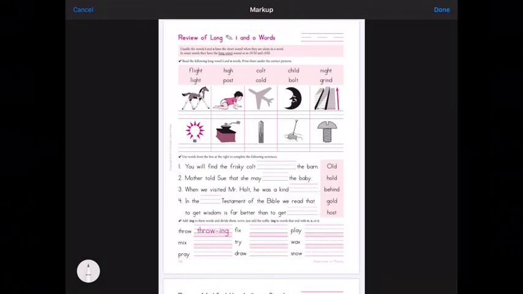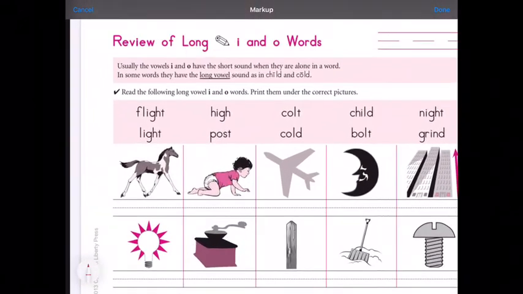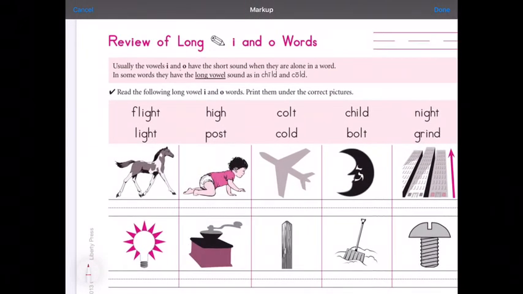Long I and O words. So let's read our instructions. It says usually the vowels I and O have the short sound when they are alone in a word. In some words, they have the long vowel sound as in child or cold. Okay, so all of these words in here are going to say I or they're going to say O. And they don't use silent E. I know we just talked about silent E and how it makes them say their names, but in some words, we don't need silent E.